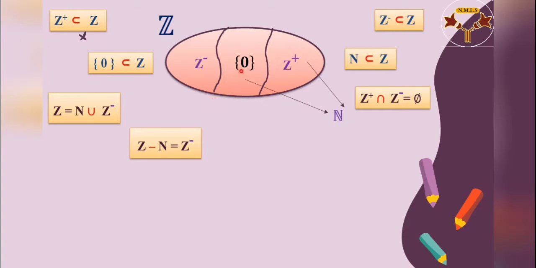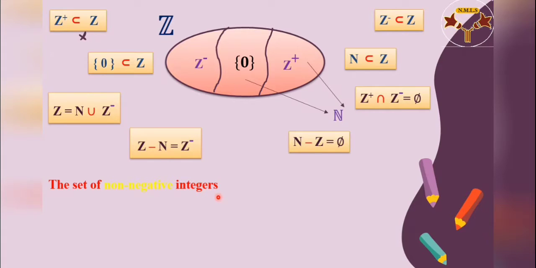Z negative difference N equals Z negative. So if I subtract the N or the natural numbers from the set of integers, I will have Z negative as a remainder. So Z difference N equals Z negative. N difference Z: N is a subset from Z, so I cannot subtract Z from N. Z is bigger than N, so this cannot be. So N difference Z equals phi.